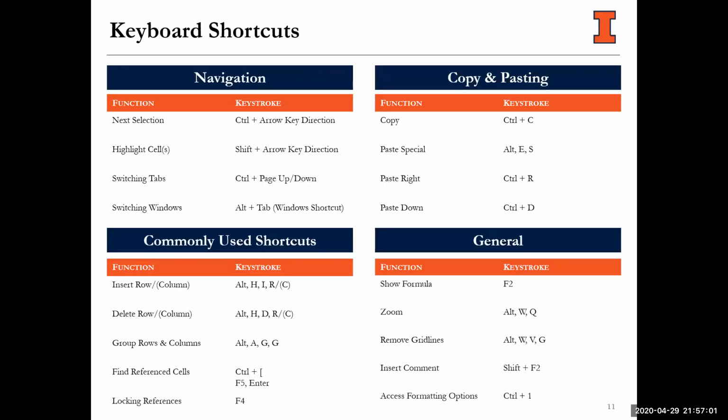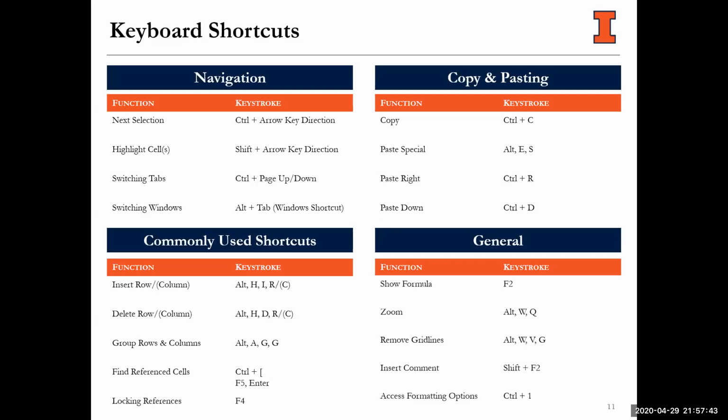Some navigation. If you press Control and arrow keys, it takes you to the next spot. So this is called jumping in Excel. So if you wanted to jump to the next filled out cell, all you would have to do is press Control and arrow key. If you want to highlight cells, you should press Shift and then arrow key in the direction you want to highlight. For example, if you wanted to highlight a whole entire row, you'd Shift and then arrow key. Switching tabs, Control and then the Page Up and Page Down buttons. Switching windows, Alt Tab is a very quick Windows shortcut to switch between windows.